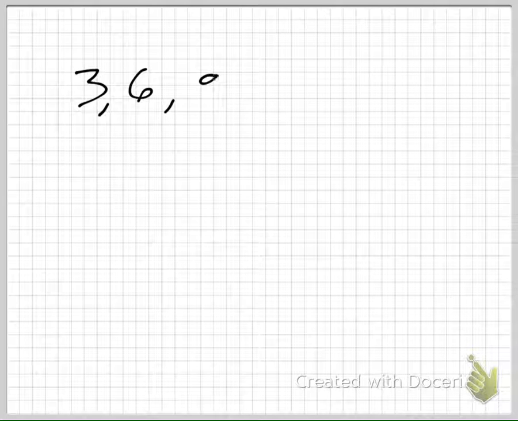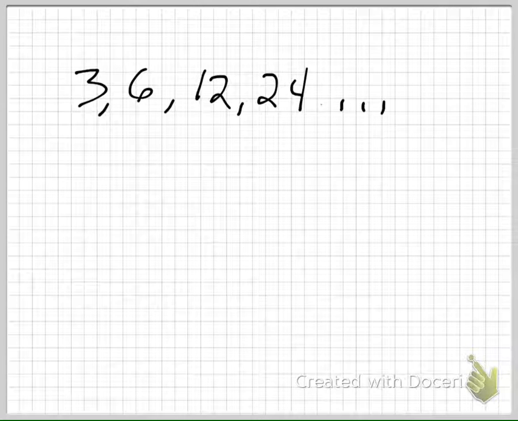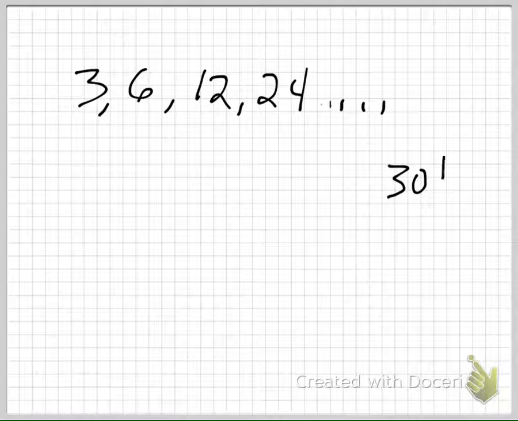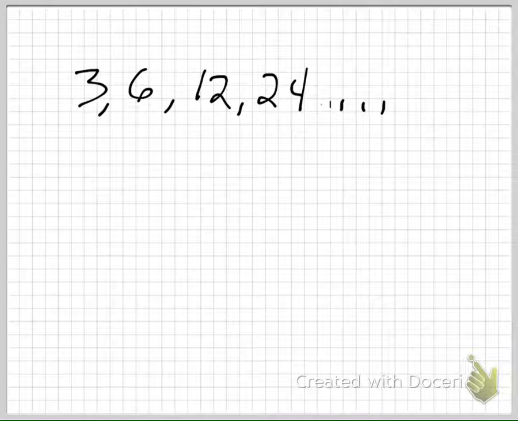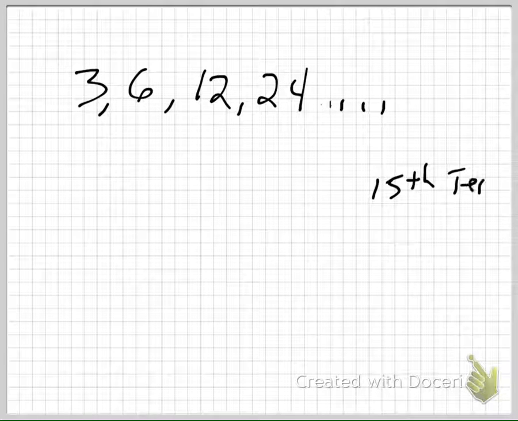So then, let's do this. Let me go like this. 3, 6, 12, 24, ... Okay. What if I wanted you to tell me what was the 30th term? Oh, that's probably too big for this. That would get humongous. We'll go the 15th term. And so all of a sudden you go, oh boy, this is going to get ugly. Agreed? This is going to get ugly?